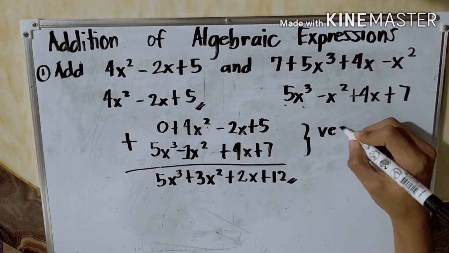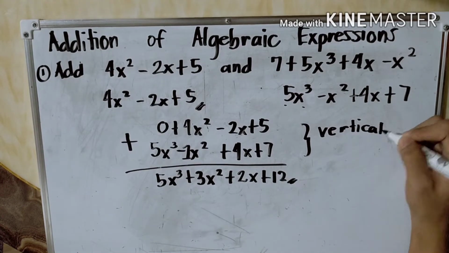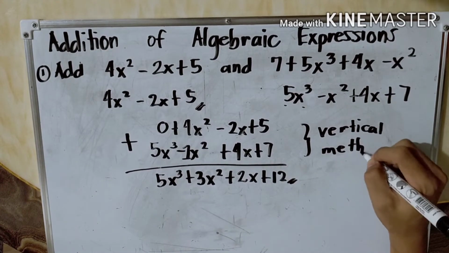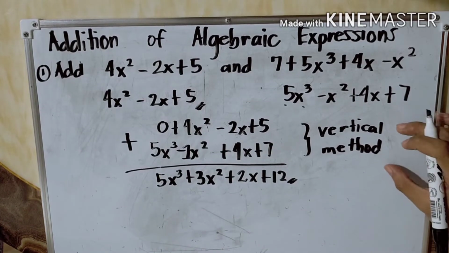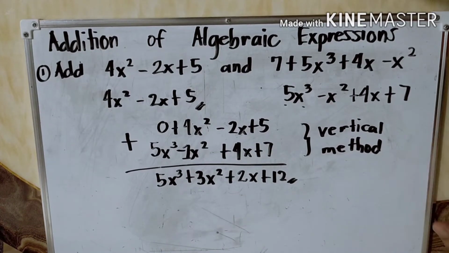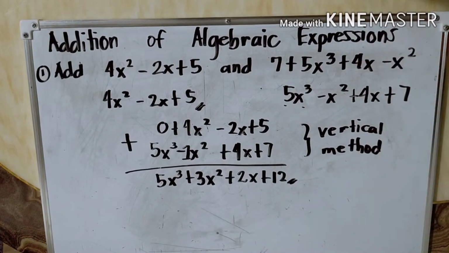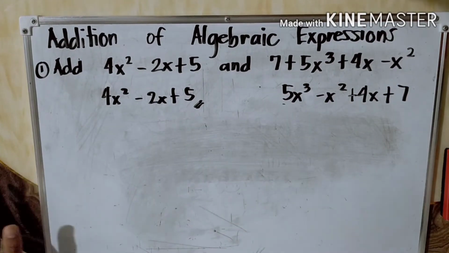Ito kasi yung tinatawag nating vertical method. Meron ding ibang way ng pag-add ng algebraic expression without using this method. And yung iba doon mas nadadalian. So, turo ko. Okay, so ganito lang yung ginagawa ng iba.